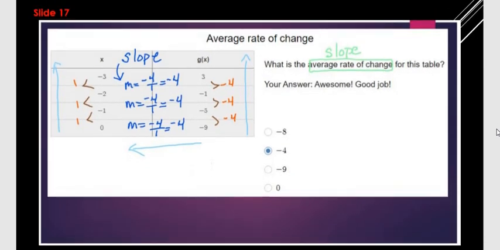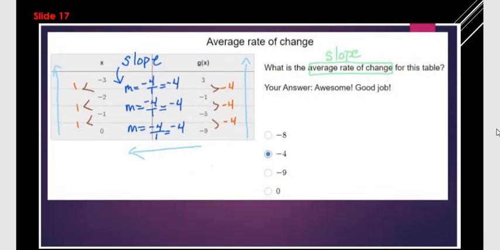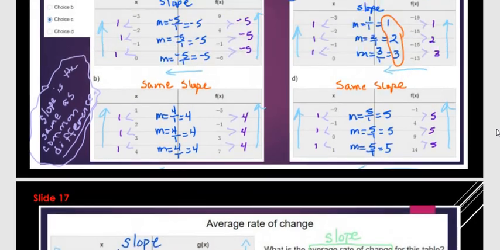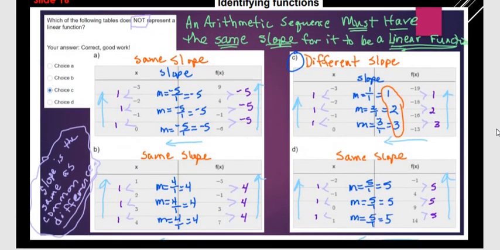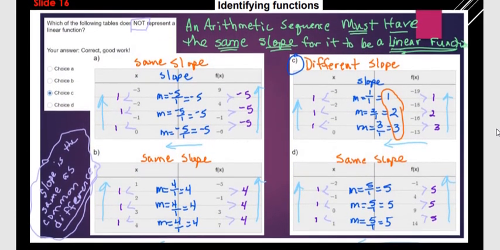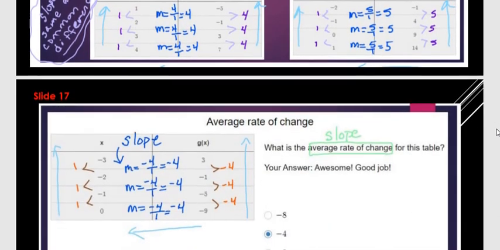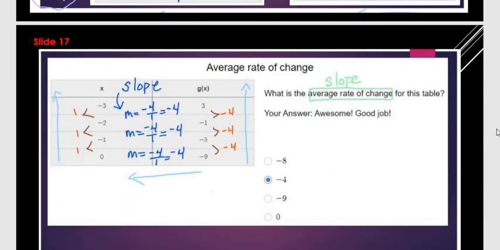Now 17. On 17, we're going to find the average rate of change. That is the same thing as what you just did right here on slide number 16. It's the exact same thing. All you're doing, though, is just finding the slope, and you're doing it the same way. Negative 9 minus a negative 5 is a negative 4. Negative 5 minus negative 1 is a negative 4. Negative 1 minus 3 is a negative 4.